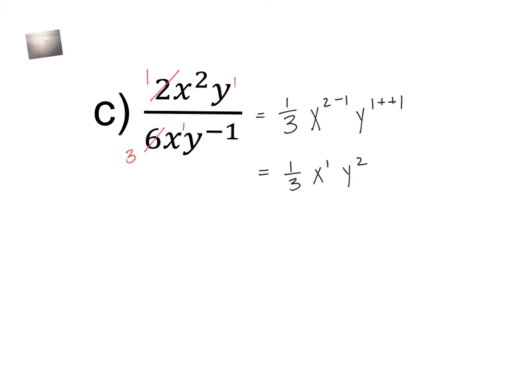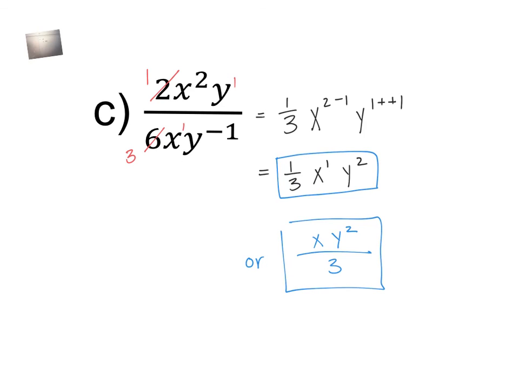You don't have to write that one just because it's a little redundant, but you can leave it there. It's perfectly fine. So you can write your answer like this. Some people write it as a fraction, and they'll write the x and the y squared on top and then the 3 on the bottom. You can also write it like this is fine too. Either one is a correct answer.